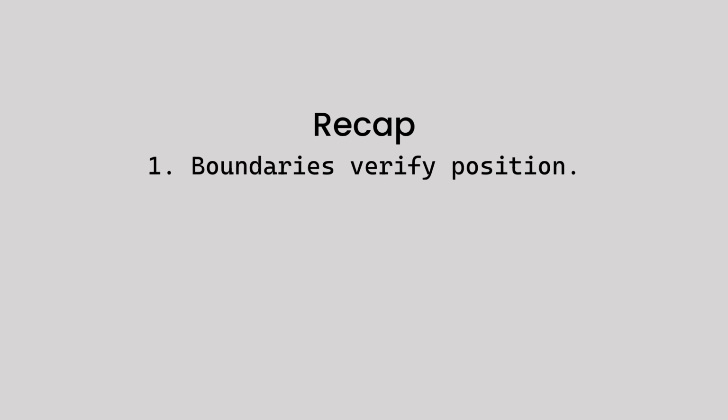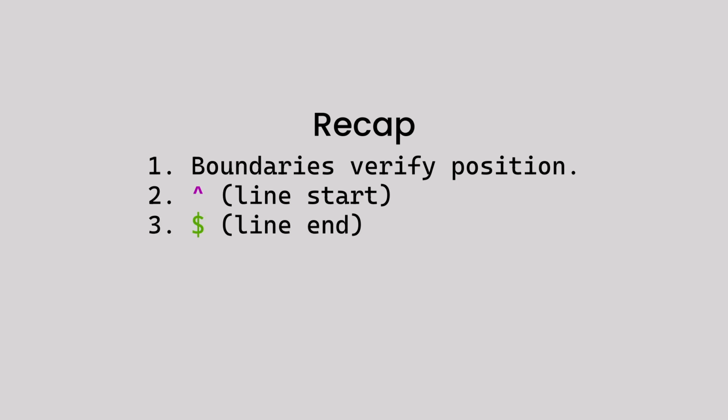Awesome. Quick recap of everything before I let you go. Boundaries are used to verify you're at a certain position while matching. There's the caret boundary that verifies you're at the very beginning of the text, the $ sign boundary that verifies you're at the very end of the text, the word boundary that verifies you're at the beginning or end of a word, and the non-word boundary that verifies you're between two word characters or spaces.